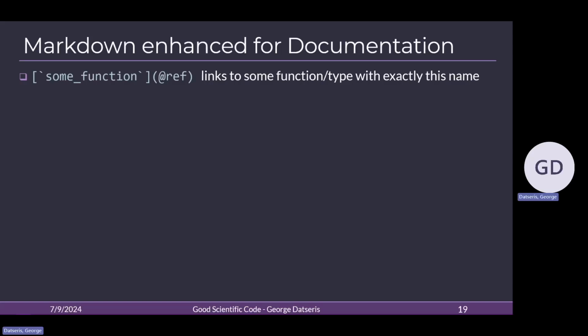So the first enhancement is that you write some function name that you export in your documentation, and you enclose it in backticks and then in square brackets. This creates a hyperlink in Markdown, but the reference to the hyperlink is just a decorator that says @ref and nothing more. And this will create a hyperlink to the documentation string of this function called some function.